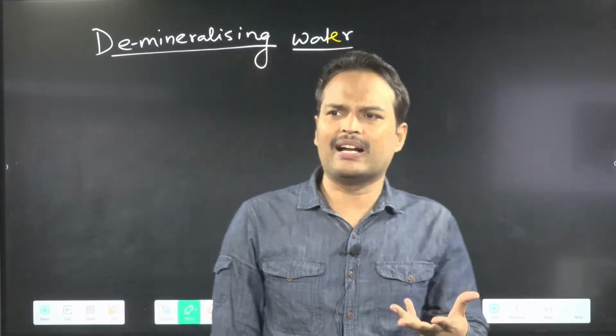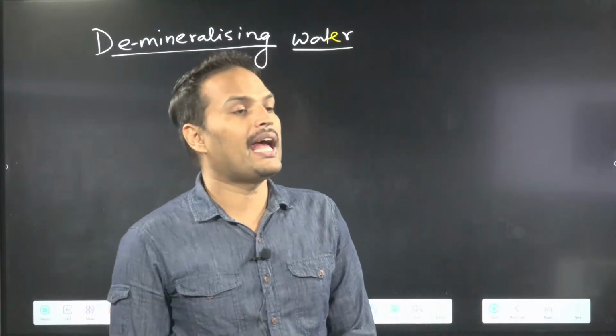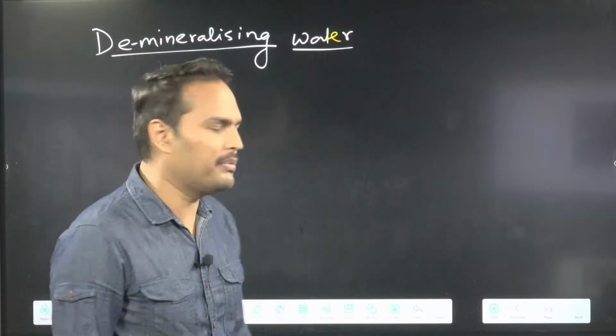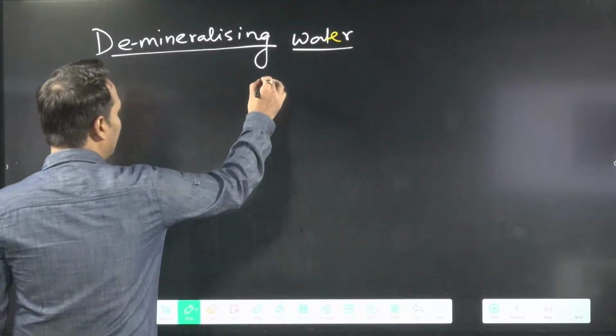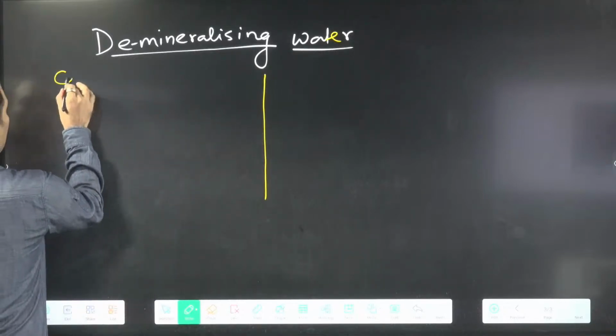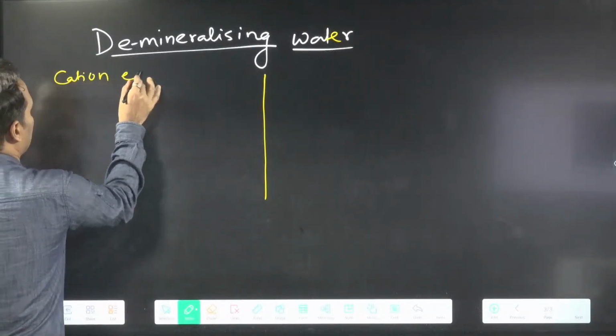Now this mineral part can be a cation and it can also be an anion. So I am writing both the parts. I will first do cation exchange.